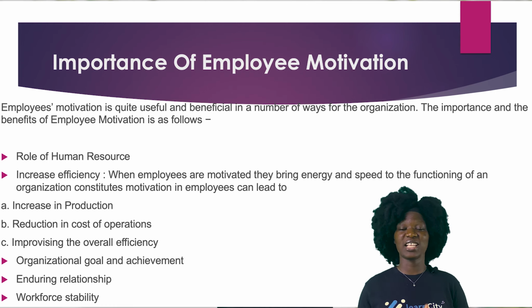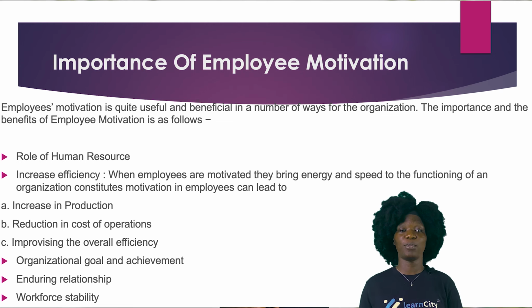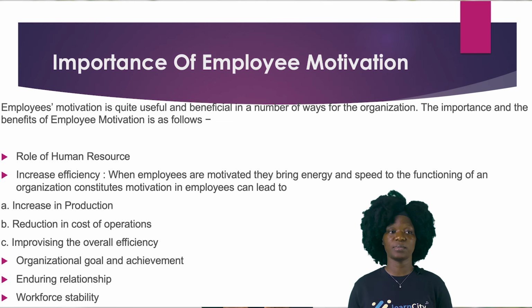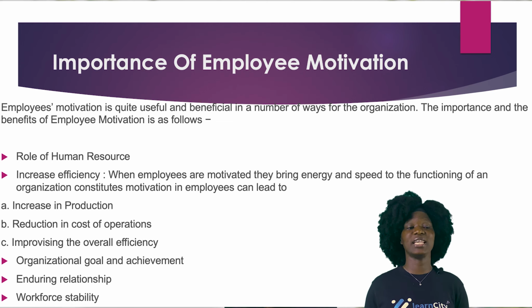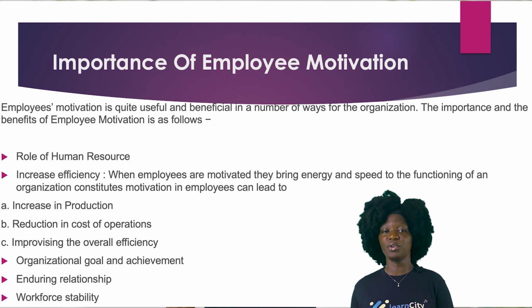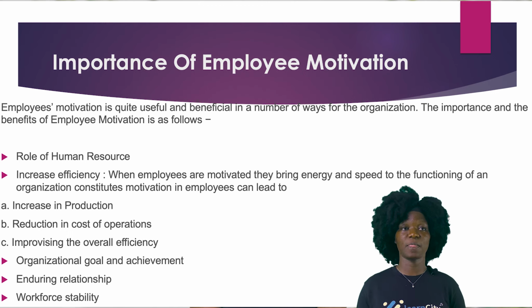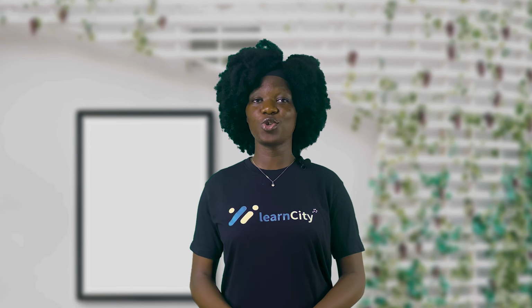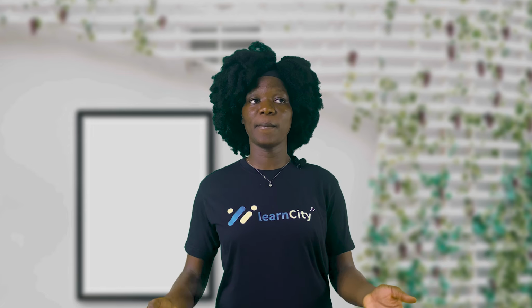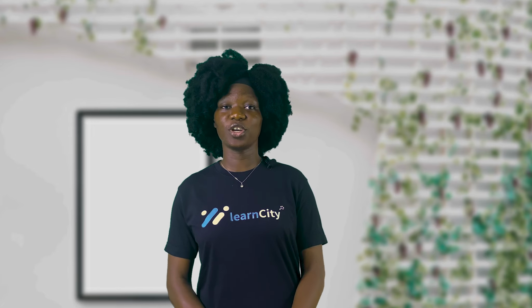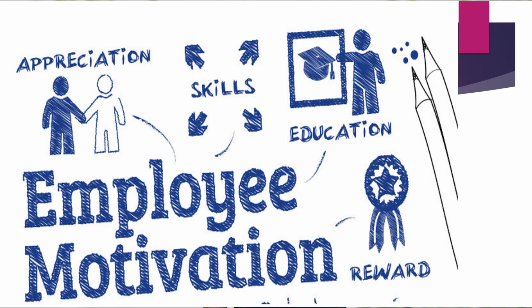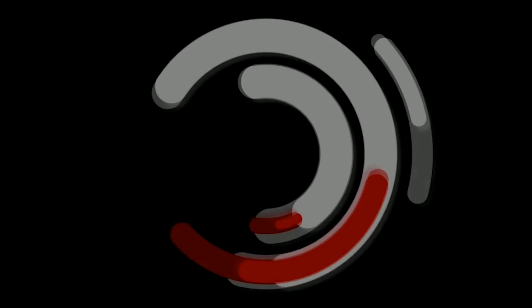Whatever goal has been set before the organization, you are able to achieve when your employees are motivated right. Number four is enduring relationship. And number five, workforce stability. This brings us to the course: employee motivation. Remember: appreciation, skills, education, reward.